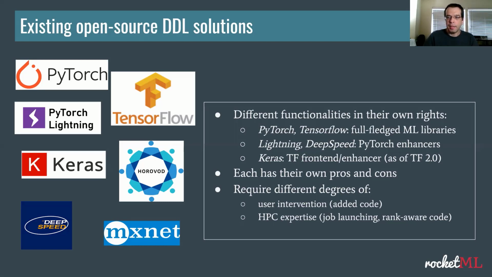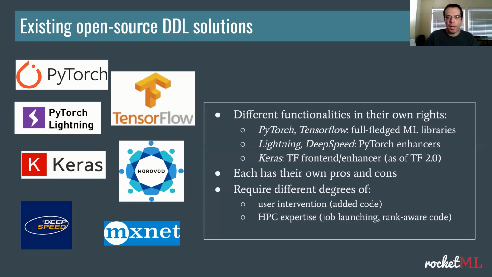MXNet is a full-fledged deep learning library, but it doesn't have out-of-the-box support for distribution and parallelization. And you'd have to use something like Horovod, which again is not a full-fledged library. It is a distribution engine or layer that you can put on top of PyTorch, TensorFlow, MXNet to run in parallel.